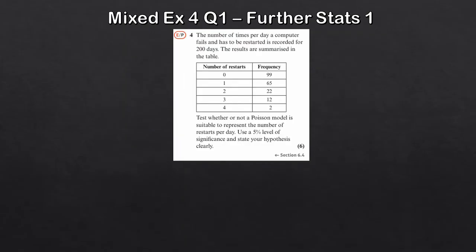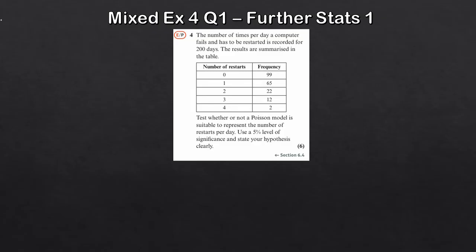I think this is the very last question here, I hope. Yeah, the very last one, so it's quite a long one, but we're nearly there. This time, we're testing whether or not a Poisson model is suitable to represent the data. So what have we got here? The first thing that jumps out at me is that we're not given the value of lambda. So straight away, you need to be thinking about estimating that value of lambda.